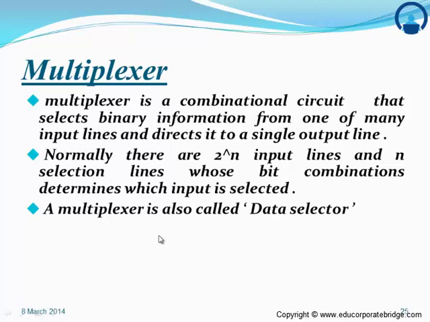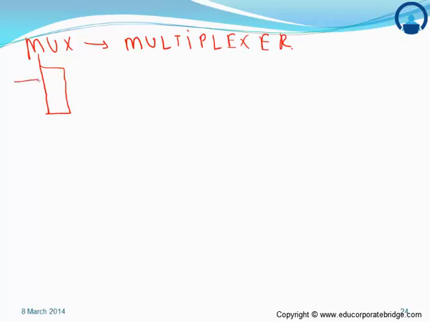So for example, if there are 4 inputs and there are 2 select lines, then the multiplexer will have the number of inputs as 2 raised to the number of select lines. Let's show it with a simple diagram. MUX, also called multiplexers. These are the number of inputs.